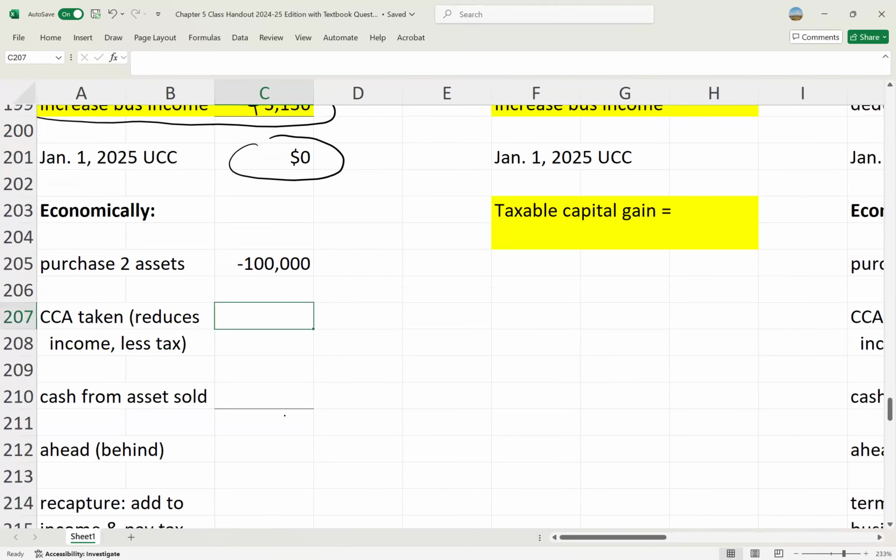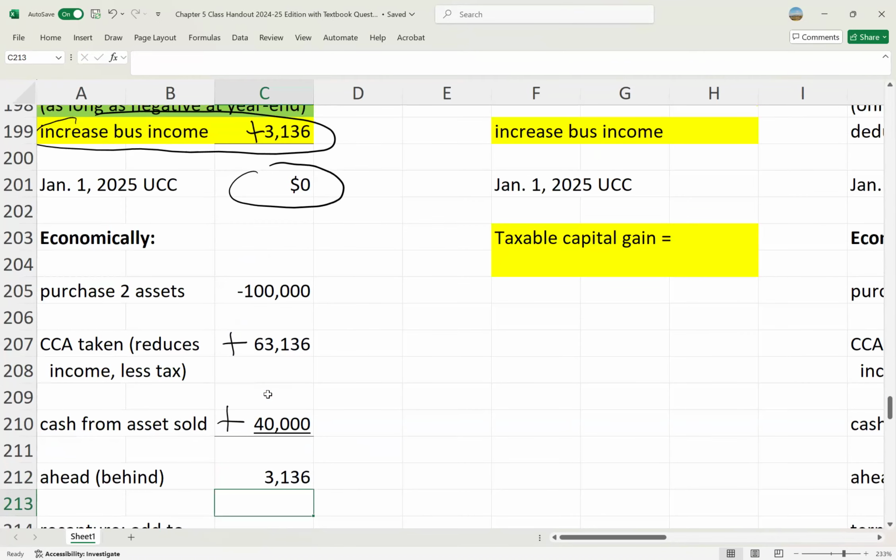And so now if we figure out whether economically we are ahead or behind, we are now ahead by 3,136. And so that is the amount of the recapture. The recapture basically represents too much CCA that we took. We sold the one asset for 40,000. So that put us in this negative position. That means we basically are ahead. We took too much CCA over the years. And so we were ahead by 3,136 economically.